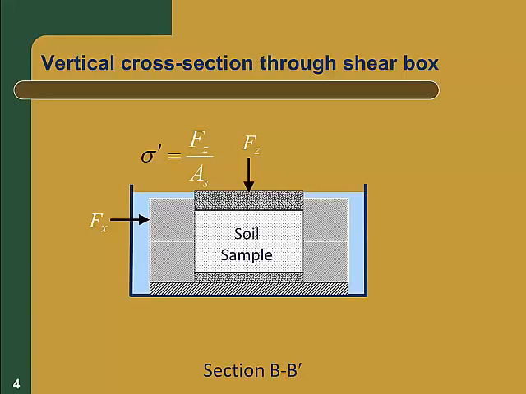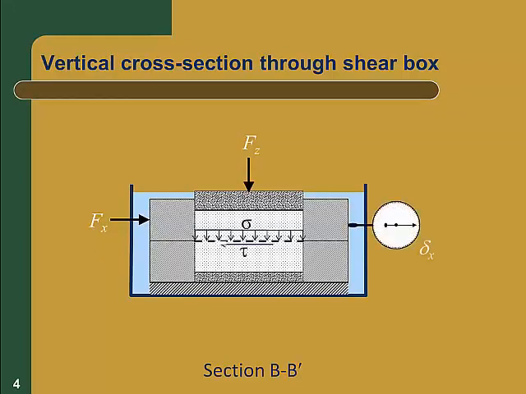Because the box is split in the middle, a shear plane will form along the dashed line shown in the figure. A normal stress sigma and a shear stress tau will be generated along this shear plane as shown. During the test, we use dial gauges to measure the horizontal displacement of the shear box, delta sub x, and the vertical displacement of the top of the specimen, delta sub z. Now let's see how the specimen is sheared.